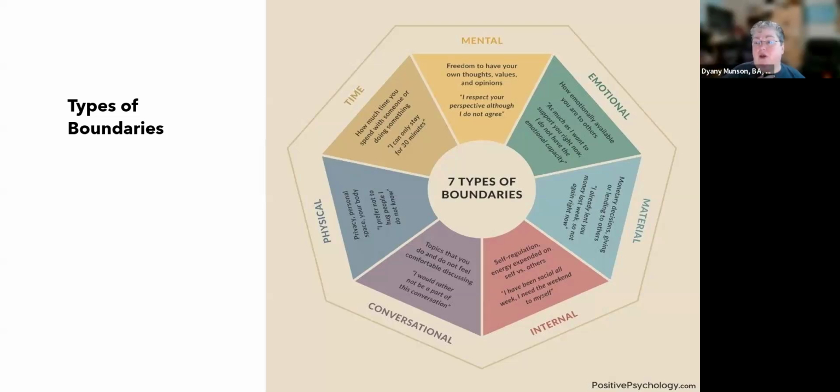I have a boundary. I don't lend family money. If I have money and they need it, I might give them money, but I won't lend it because that causes problems. Emotional boundaries, how emotionally available you are to others. Sometimes we feel a sense of obligation that I need to do this and I need to do that, and then we put ourselves in a bad place, and then we're not able to help as well as we wanted to.